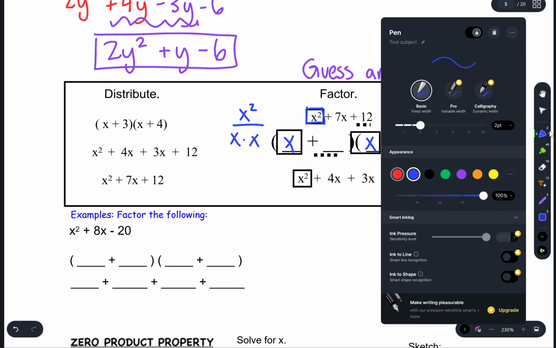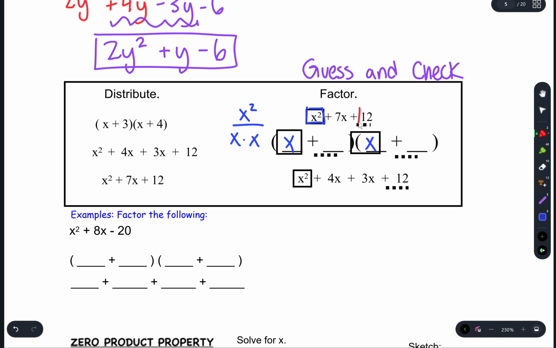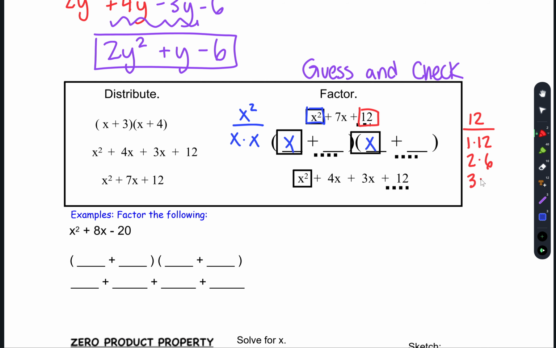Then I look at the last term, which is 12. And I do the same thing. I figure out, okay, what factors multiply to 12? I got a couple options. I have 1 and 12, 2 and 6, and 3 and 4. I'm not going to pay attention to the sign yet, but the sign will come into play in a second.